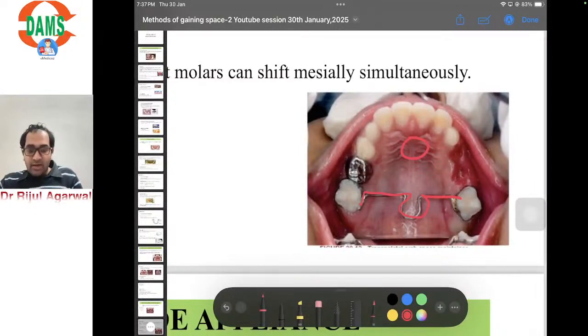So if there is bilateral loss, what will happen? Both the molars can move in the mesial direction. So on one side the teeth should be there, it should be a unilateral loss only. In bilateral cases we need to go for the Nance holding arch.